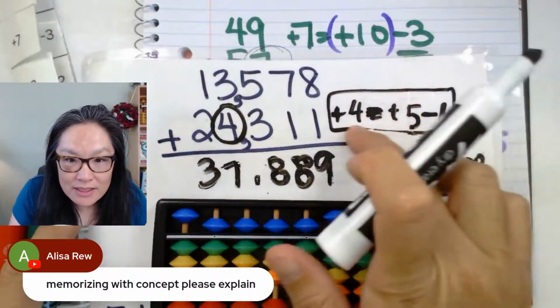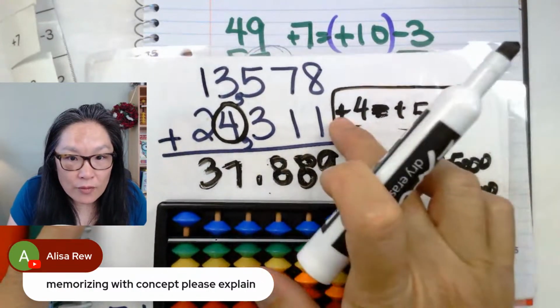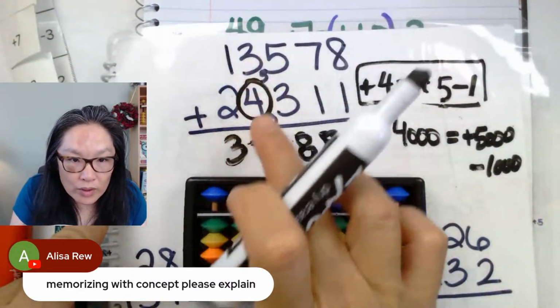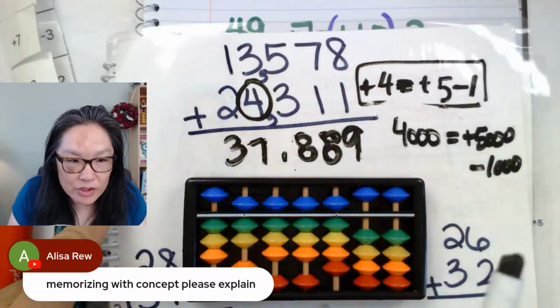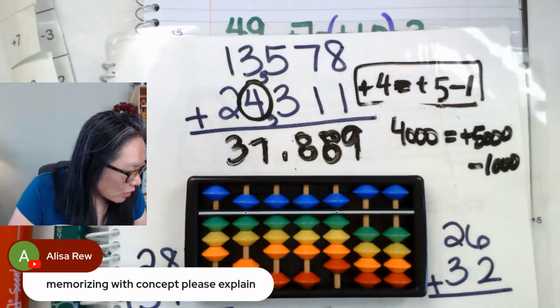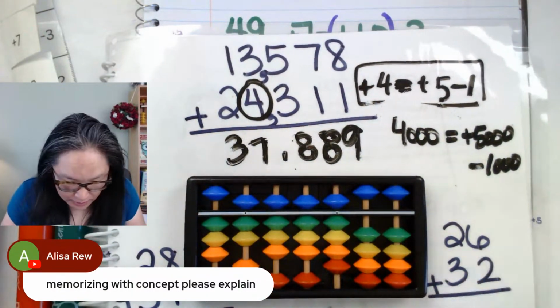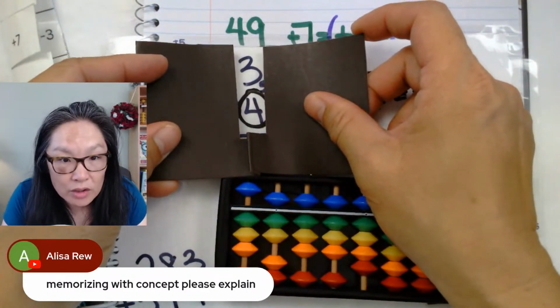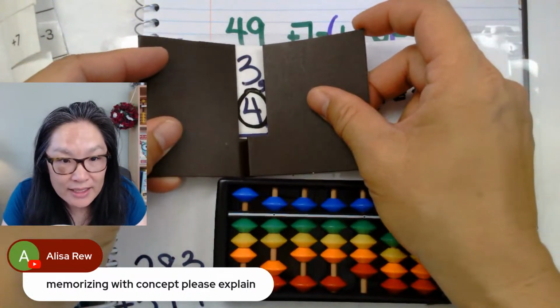Memorizing the concept. This is the concept we need to memorize: plus the 4 is equal to plus the 5 minus the 1. It doesn't matter where the position is. It doesn't matter what the digit is in the grand scheme of things, because we're always going to just look at the 2 columns or the 1 column. We're always going to look at the 1 column. We don't need to look at anything else.